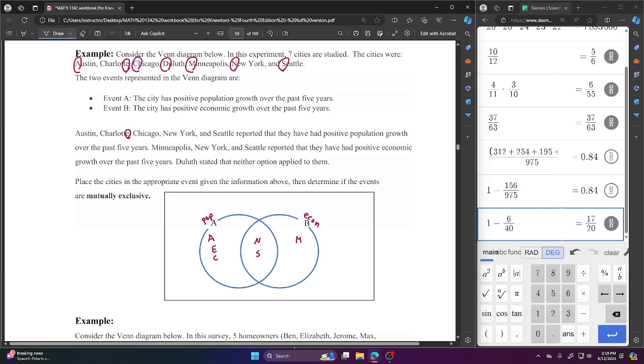Okay, so we did that. Duluth is neither. So where would Duluth go? Yeah, way out over here, Duluth. Yep, far away. I think that's it. Now, it says determine if the events are mutually exclusive. Are they mutually exclusive? No, because we have some intersection between them, right? So I'm going to say no. We have some intersection. Yes.